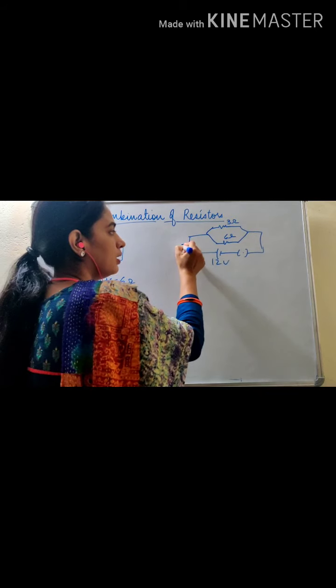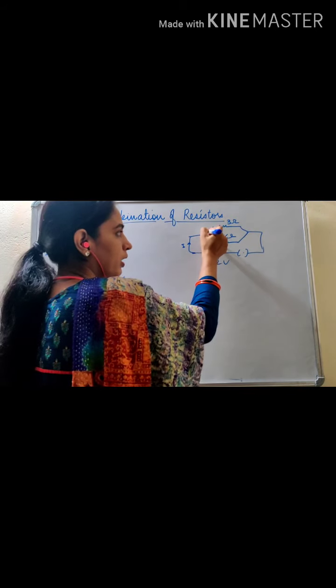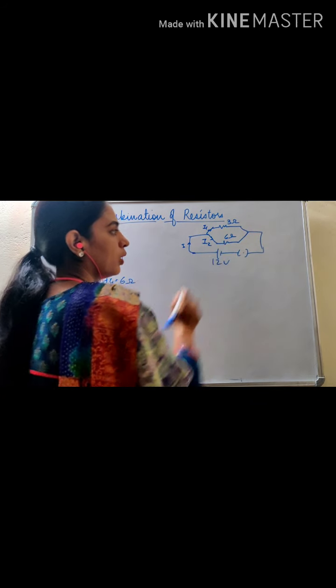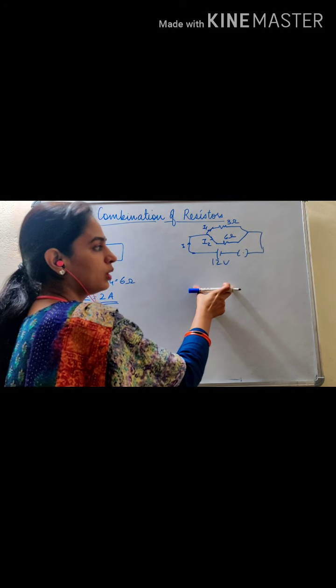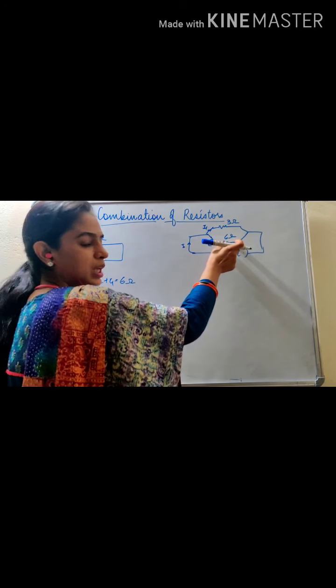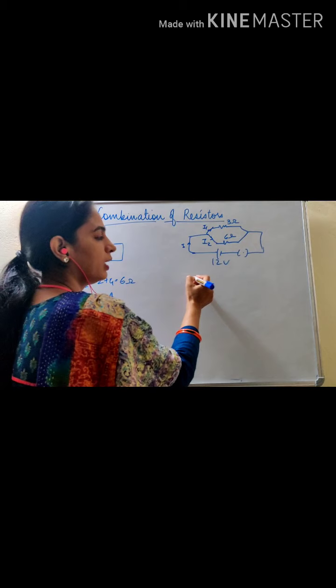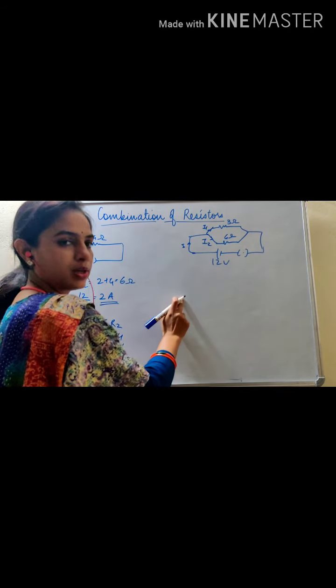So here the current I, for the full circuit, the full current, will get divided into I1 and I2. Okay, what remains the same over here? The potential. So we know that the potential across R1 is equal to the potential across R2, that is 12 volt. So how to find the total current? First we need to find the total resistance.